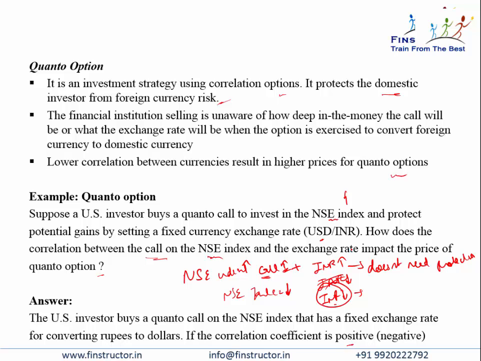So the lower the correlation between the call on the NSE index and the exchange rate, the higher will be the value of the option and vice versa. If it's a positive correlation, then he doesn't need so much protection. He will not pay too much extra value for this Quanto option.